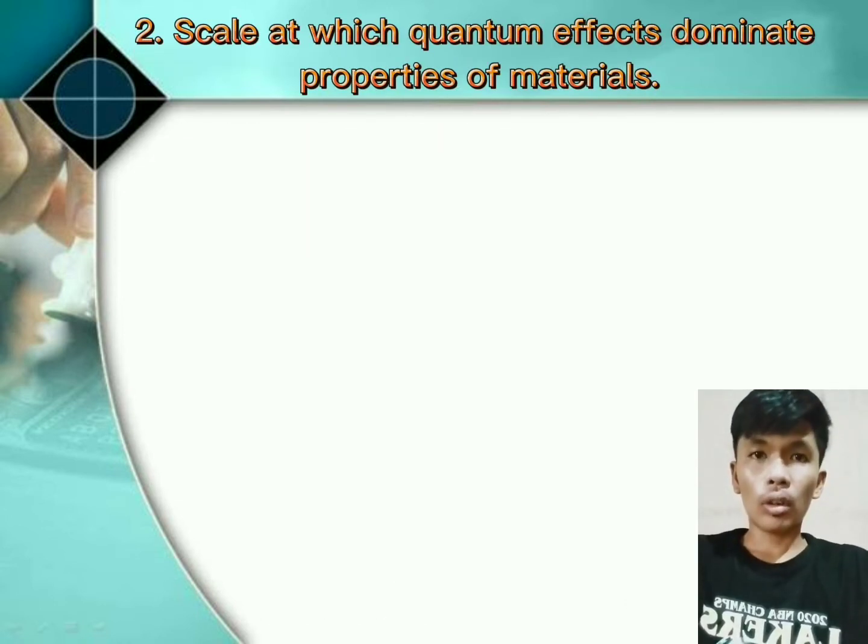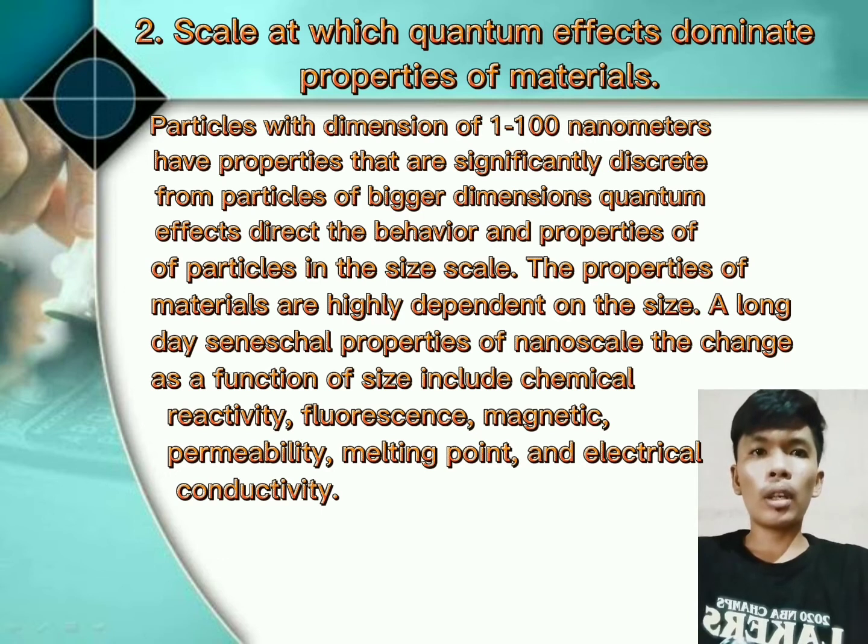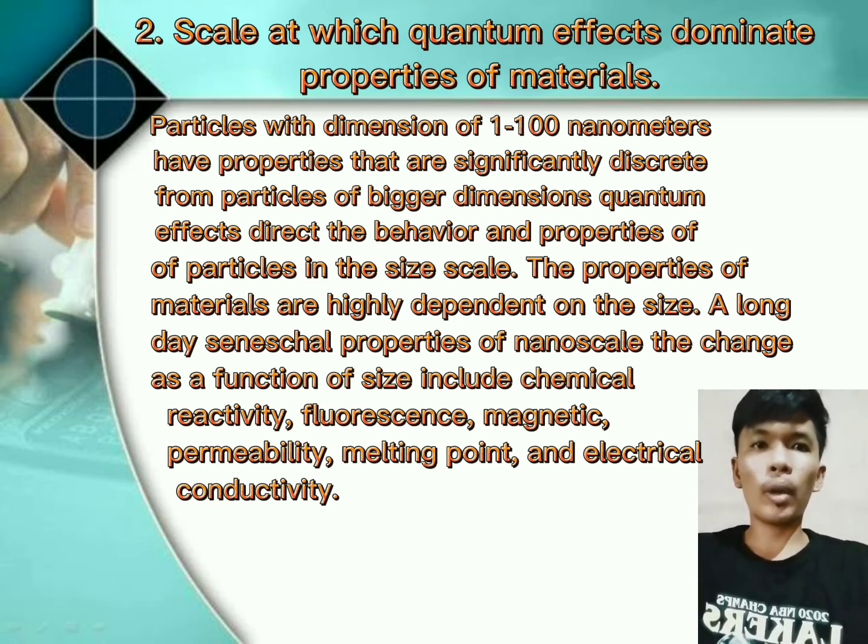2. Scale at which quantum effects dominate properties of materials. Particles with dimensions of 1 to 100 nanometers have properties that are significantly different from particles of bigger dimension. Quantum effects direct the behavior and properties of particles in this size scale. The properties of materials are highly dependent on their size.